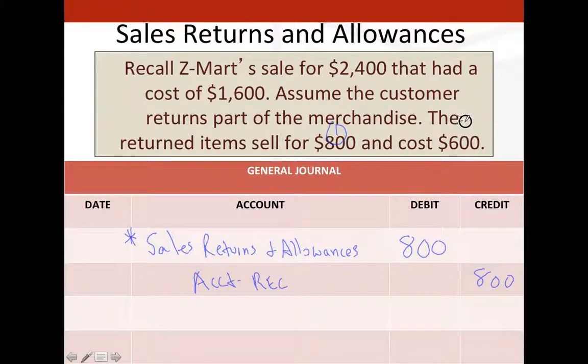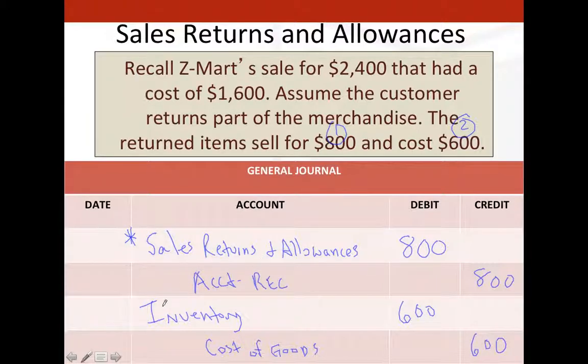The second part, we need to record the return of the inventory and put it back into our stockpile. So I'm going to debit inventory because we need to make inventory go up. Assets always go up on the debit side. And then I'm going to credit cost of goods sold. That inventory came back, so it's no longer an expense to us.